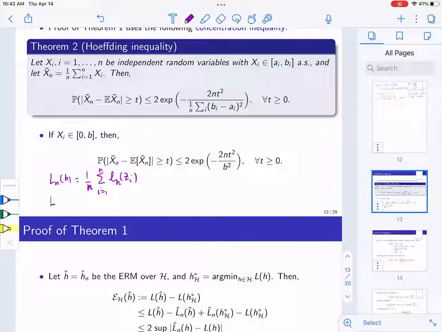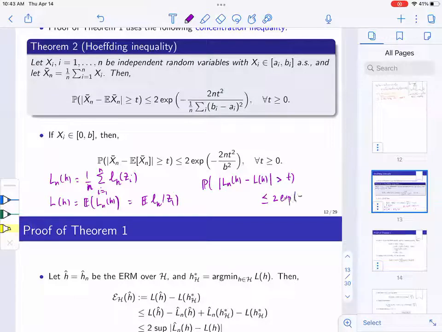And L of h is basically the expectation of L_n of h. If you do it, you'd get just the expectation of, let's say, l_h of z_1, which is exactly what L is. So what this is saying is that, if l is bounded by b, the probability that L_n of h minus L of h is bigger than t is less than exactly 2 exp of negative 2nt squared over b squared.